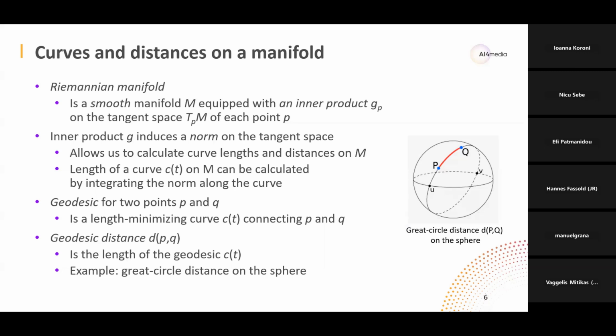And on the sphere, it's very intuitive. So on the sphere, the geodesic distance is, of course, the same as the great circle distance. And you can see that on the right side, this geodesic curve between the 2 points, P and Q.